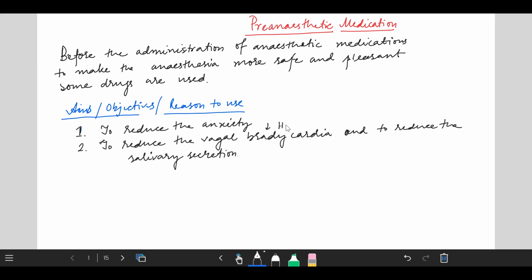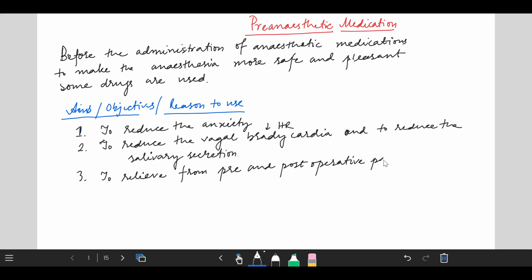Third point is to relieve the patient from pre and post-operative pain. When the patient is going for surgery, obviously he or she will feel some pain before the surgery, or it can be after the surgery. Pre means before the surgery and post means after the surgery. So to relieve the patient from pre and post-operative pain.